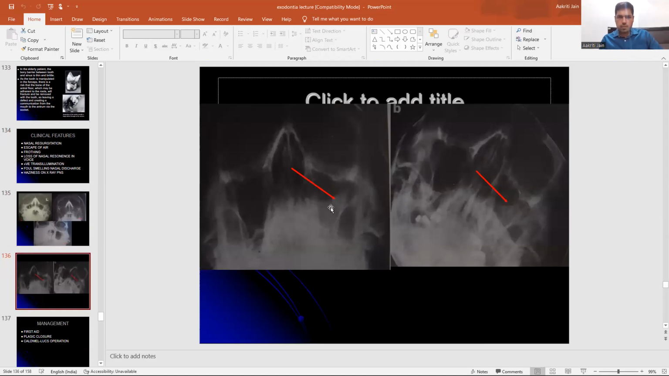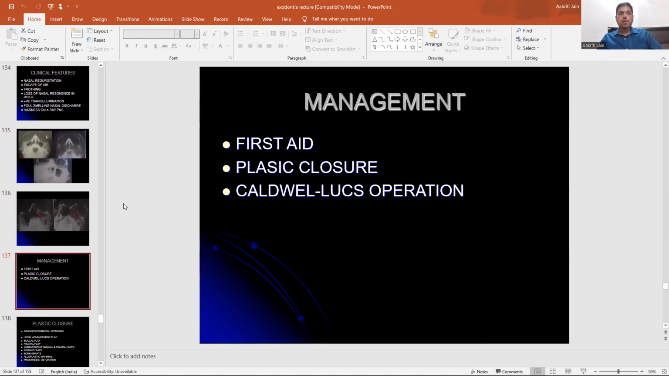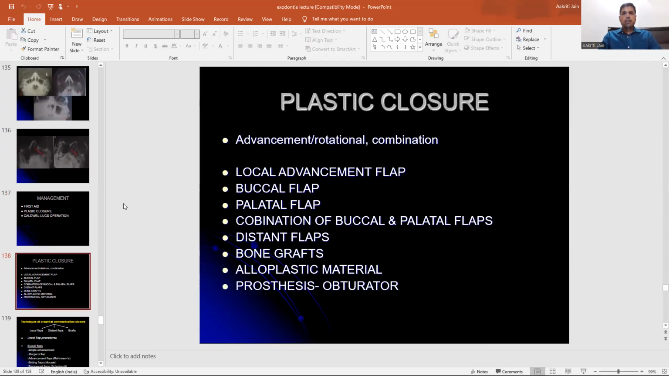This is the area where the complete haziness is seen because of the oroantral fistula. Now the management includes first aid, plastic closure, proper closure, and the Caldwell-Luc operation. Now the closure includes advancement and rotational combinations.